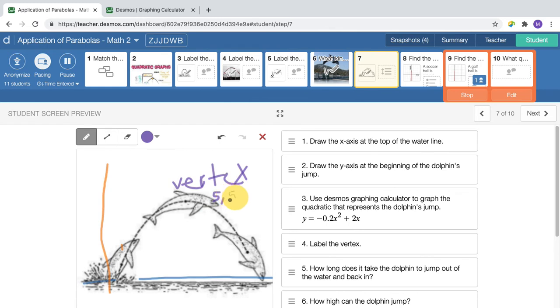So what that means is the x value being time would be 5 seconds, and the y value being height would be 5. So 5 would be here at the height. So in 5 seconds, he jumps up 5 feet. How long does it take the dolphin to jump out of the water and back in? So you follow his path of him going out of the water. He starts here, and then he begins to go back in. So we're talking about an x-intercept, which would be here once he returns into the water.